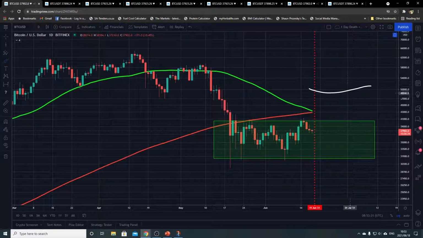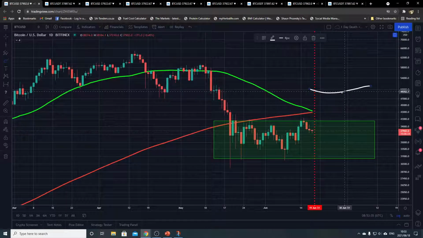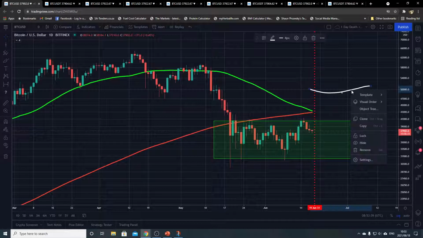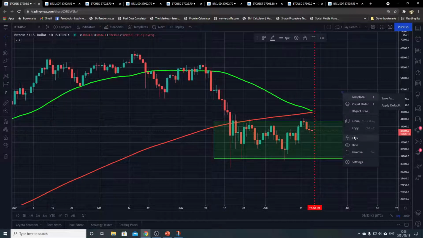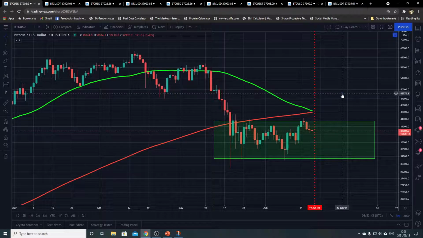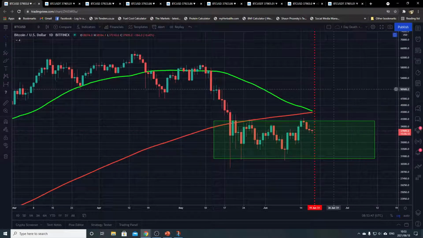Okay, so let's see. No, this guy doesn't want to go away now. There we go. Let's get this guy, move it. These dots irritate the bejeebers out of me. Okay, all right, now I've cleared my chart.